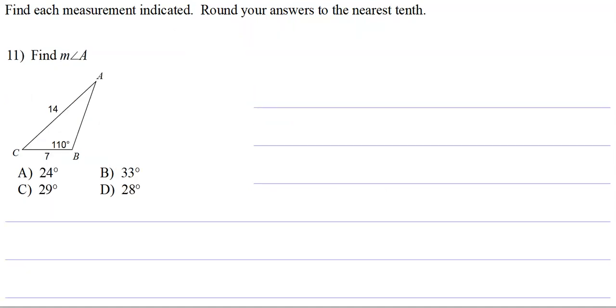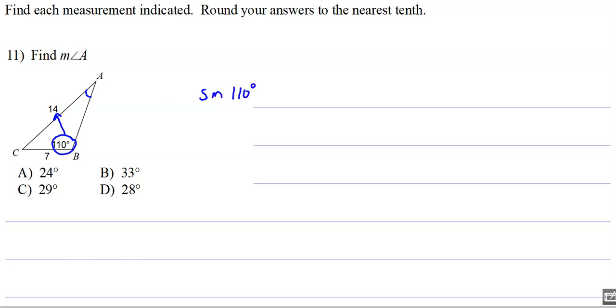Number 11, so we're trying to find the measure of an angle. I see that I have ASS, an angle and two sides, so I know I can use the law of sines again. We're trying to find angle A, so I'm going to use this one across from it.